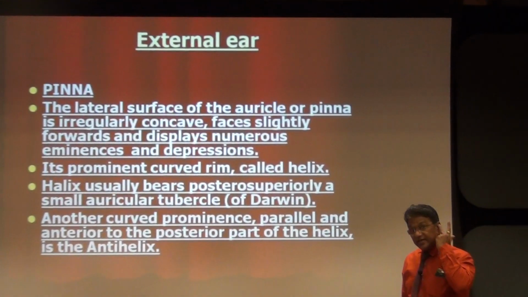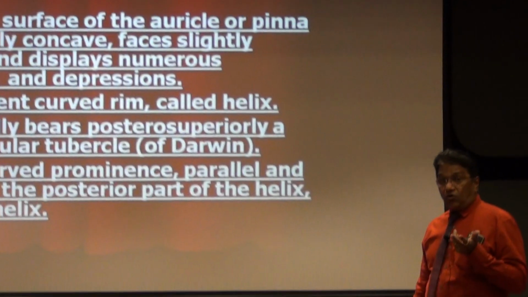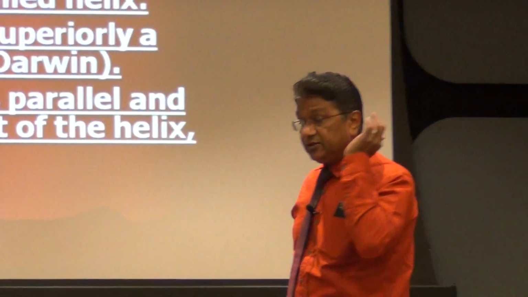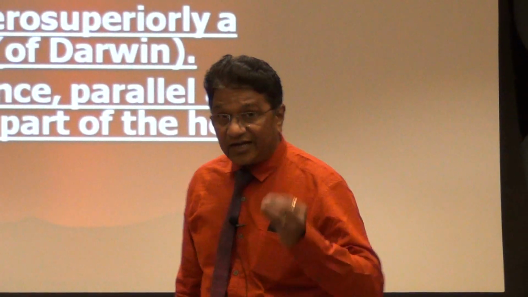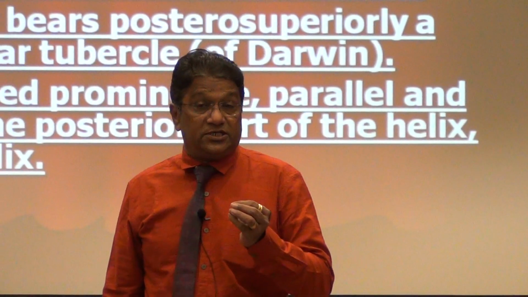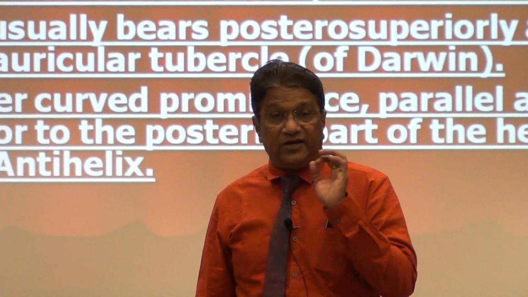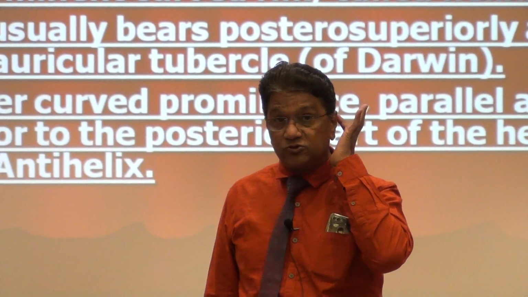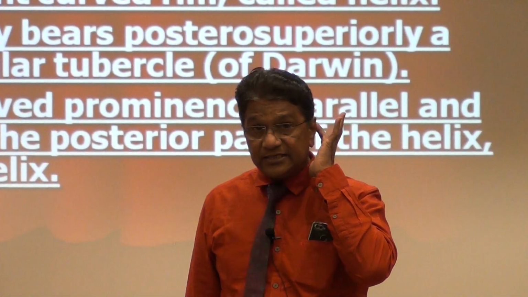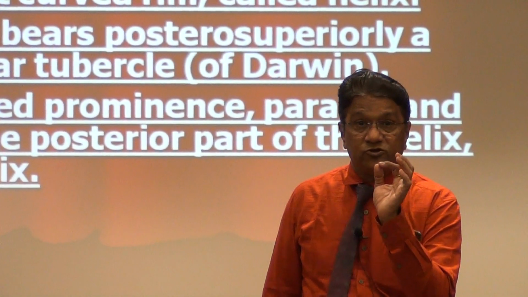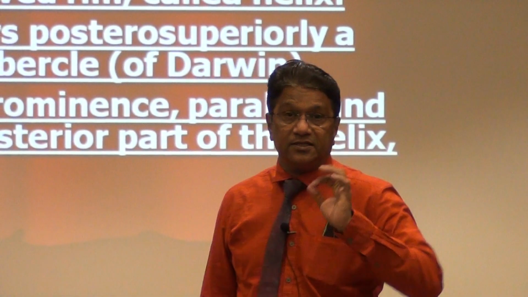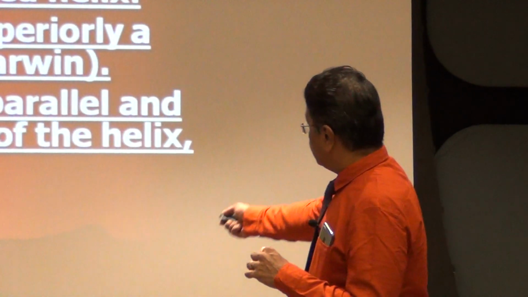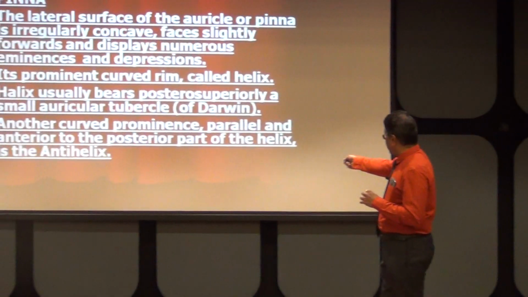Helix, antihelix. Now, on the posterosuperior part of the helix, in some individuals it is very clearly seen, in some individuals it is not clearly seen, but definitely it is palpable. If you feel this posterosuperior part of the helix, you will find a small tubercle-like elevation. This tubercle is known as Darwin's tubercle, or the auricular tubercle.